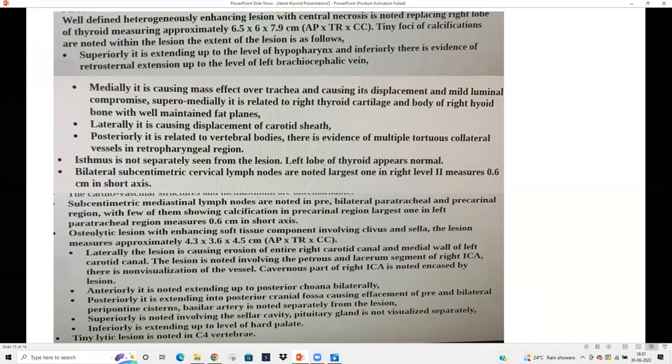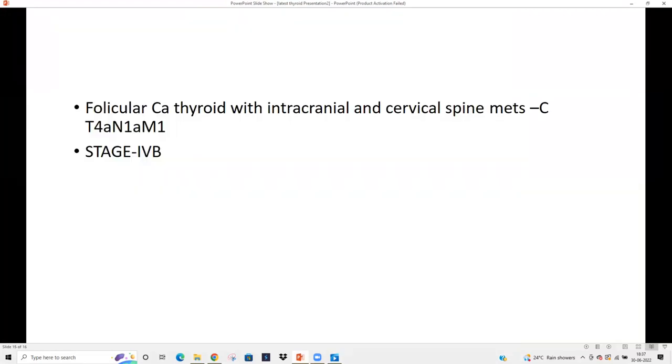So we can move on since we have an idea about your radiology. We've talked about core biopsy, PET CT, and thyroid function test now. So I think it completes the complement of investigations. Please move to your next slide. From my investigations, I narrowed down my differential diagnosis to follicular carcinoma of the thyroid with intracranial and cervical spine mets, with TNM staging T4A, N1A, M1, stage 4B.